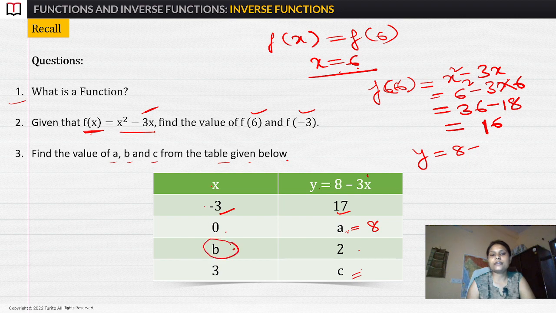Suppose we have b here. X is unknown, but y is known. Now, y is equal to 8 minus 3x. This is given to us. So here just put down the value for y, which is given to us, 2 is equal to 8 minus 3x.